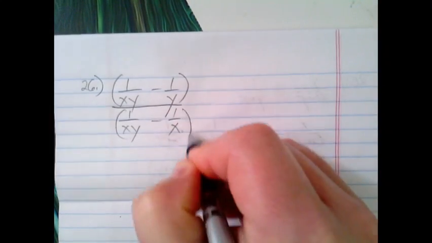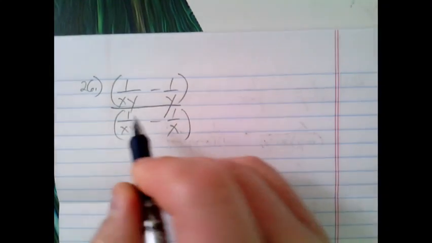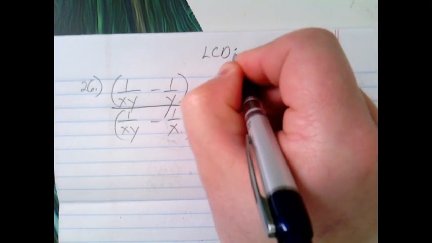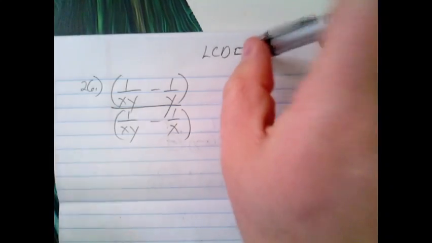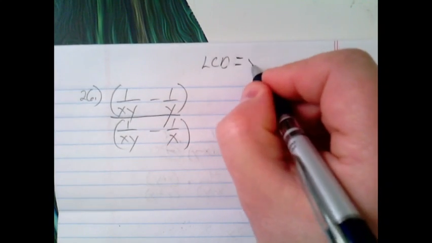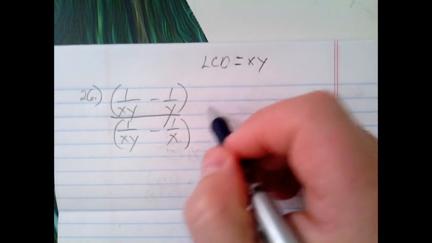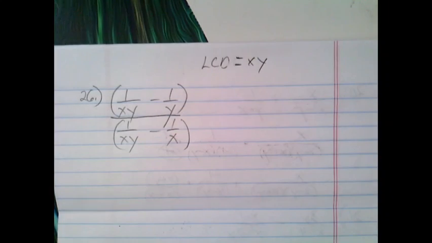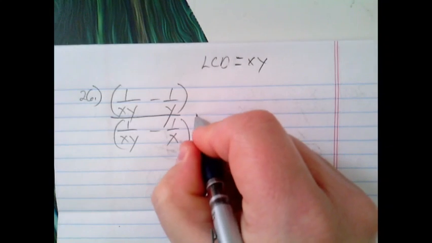Alright, well we've got one more of this type, number 26. So again, you can see a larger fraction that's got several smaller fractions within it. Alright, I want to look at all of the denominators of those inside fractions, and identify a lowest common denominator. So it looks like if I just make my LCD xy, basically my LCD needs to be able to cancel all the denominators. xy will do that.